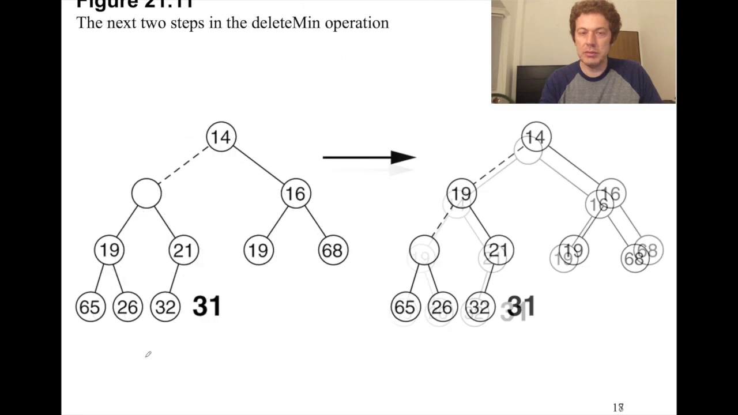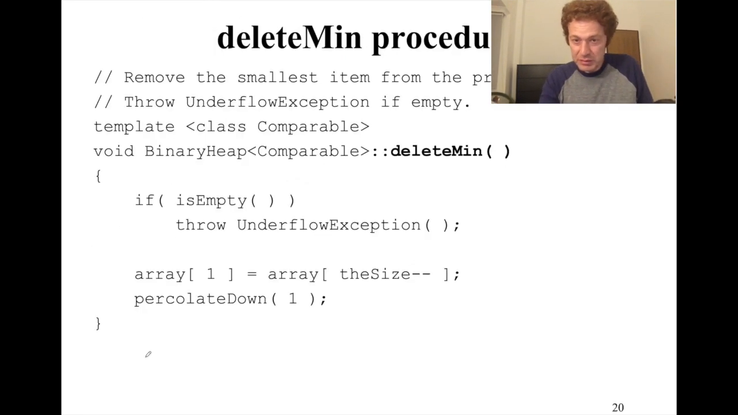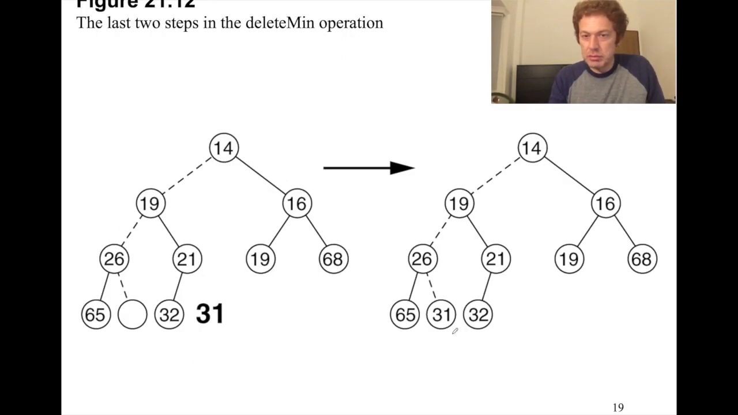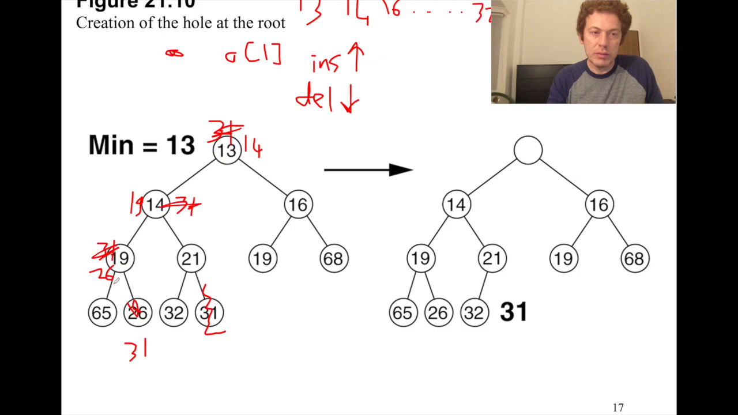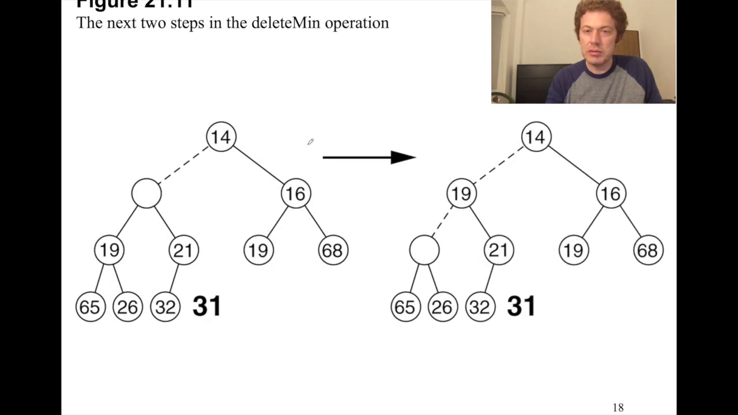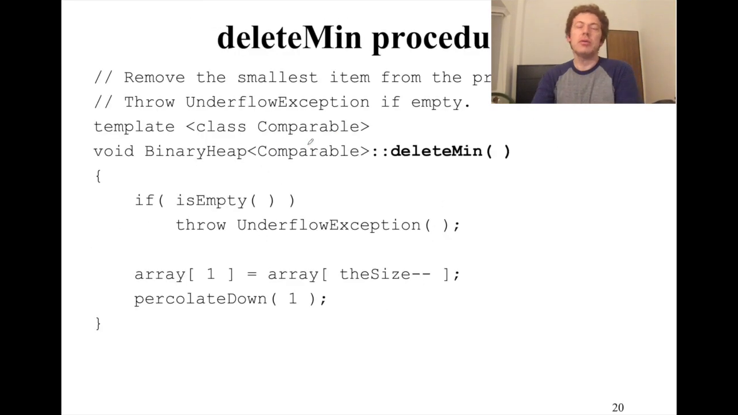And this will be your delete minimum. So let's just verify 31, 26, 14. So 31, 26, 14. Okay, so it looks like I did it. And the code is like this. So remember, the size was 11. So look at the 11th element and put it to the above.